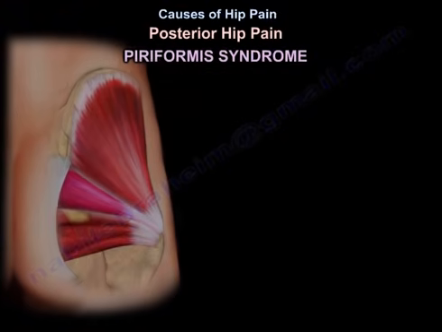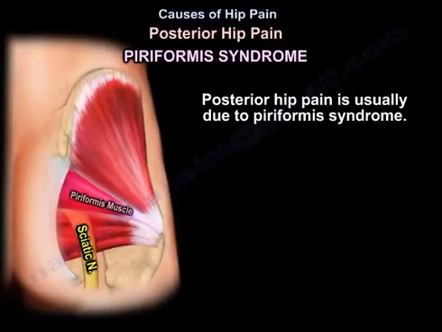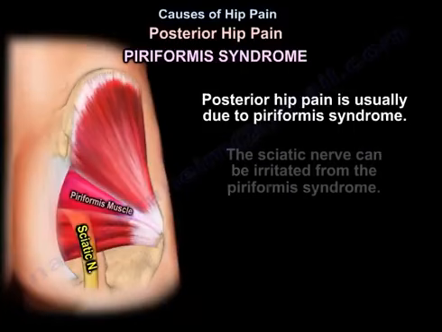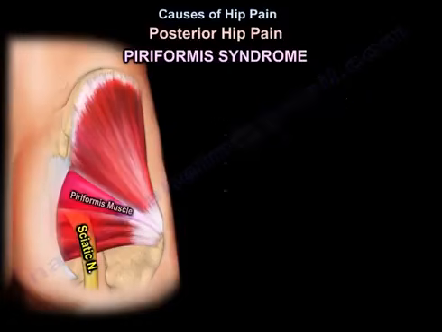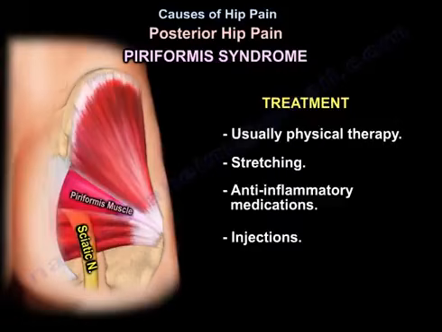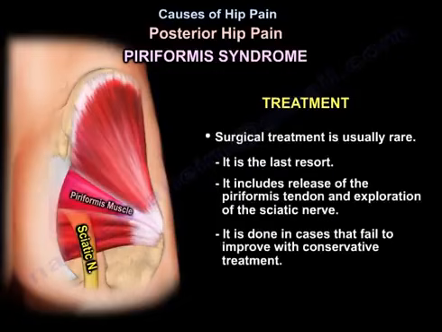Posterior hip pain is usually due to piriformis syndrome. The sciatic nerve can be irritated from the piriformis syndrome. Treatment is usually physiotherapy, stretching, anti-inflammatory medications, and injections. Surgical treatment is usually rare, it is the last resort, and it includes release of the piriformis tendon and exploration of the sciatic nerve, and it is done in cases that failed to improve with conservative treatment.